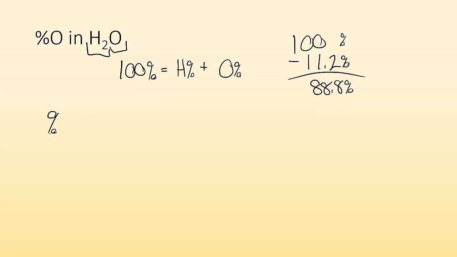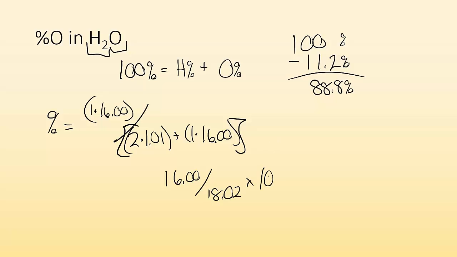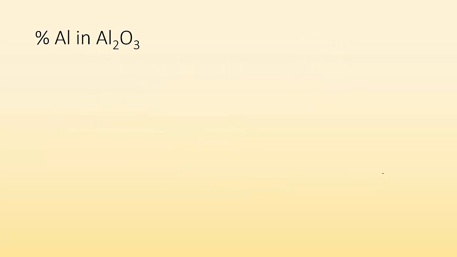So the math way, the percent composition would be equal to mass of the part. So I've got 1 times the mass of each oxygen, which is 16, over the mass of the whole thing, which would have been the two hydrogens times the mass of each hydrogen plus the mass of that one oxygen. Right? And then that whole thing is on the bottom. So you would have gotten 16.00 over the 18.02 times by 100, which I forgot to have up there, and then you get the same answer, 88.8%. There you go. All right, what about the percent aluminum in aluminum oxide?